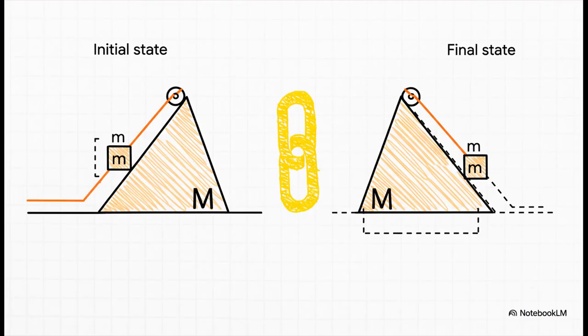And here it is, the aha moment. What's the one thing physically connecting these two objects? It's the thread. Think about it. It's a single unstretchable thread. That means that for every inch the block m slides down the slope, the wedge has to get pulled exactly 1 inch to the left. The thread ties their motions together.